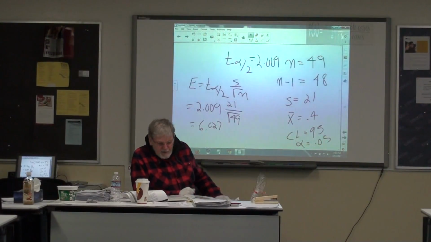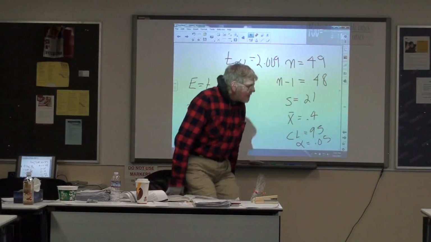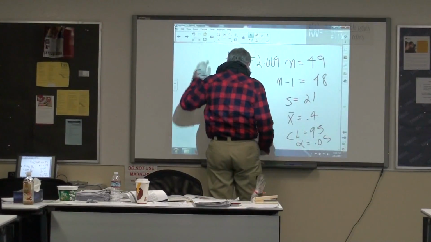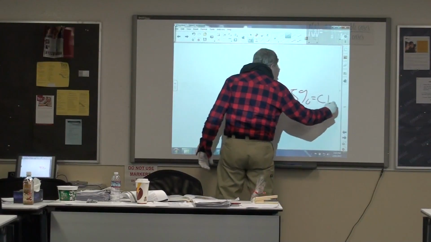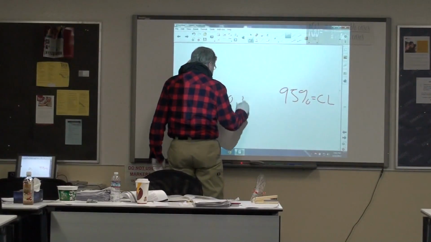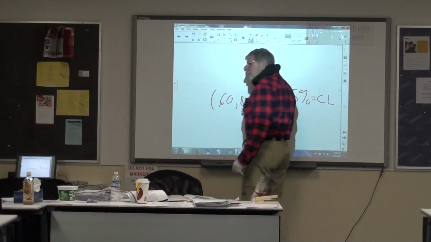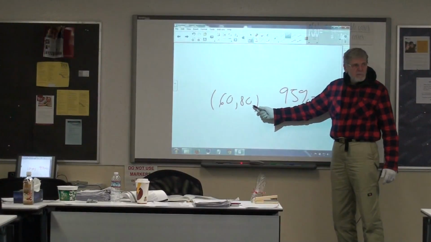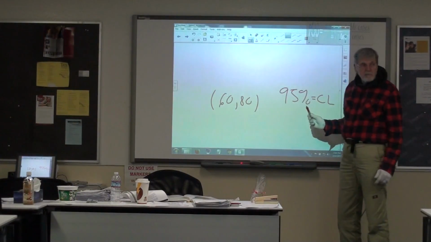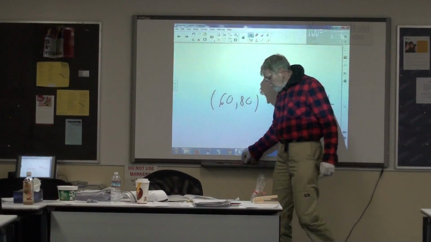Well, let's straighten out what is a confidence interval and a confidence level. 95% is a confidence level. 60 to 80 is a confidence interval, agreed? This is a confidence interval. This is a confidence level. Okay, continue please.